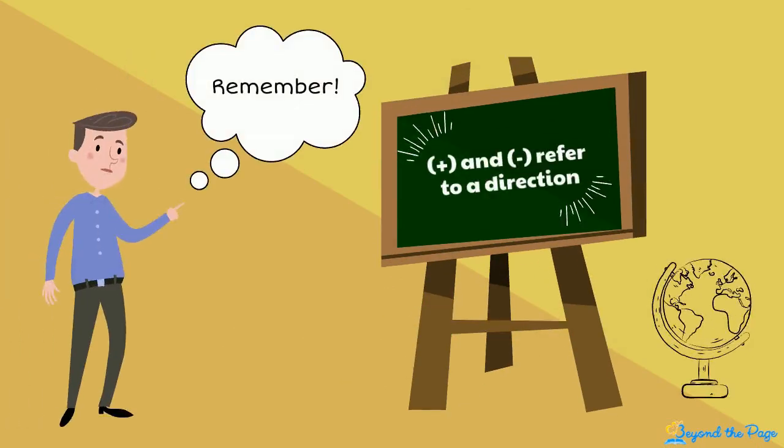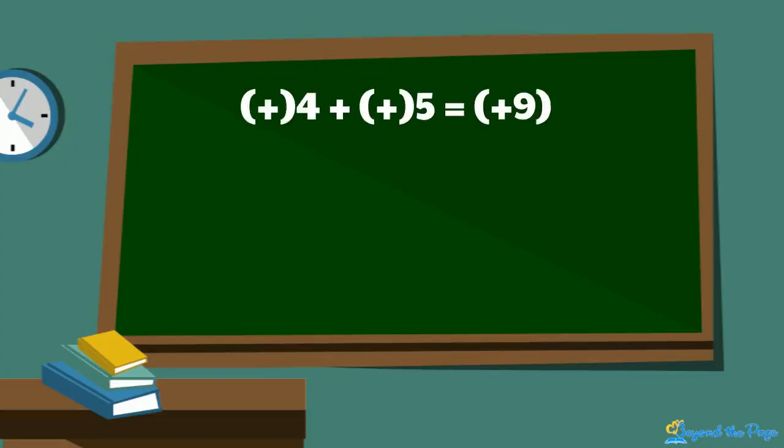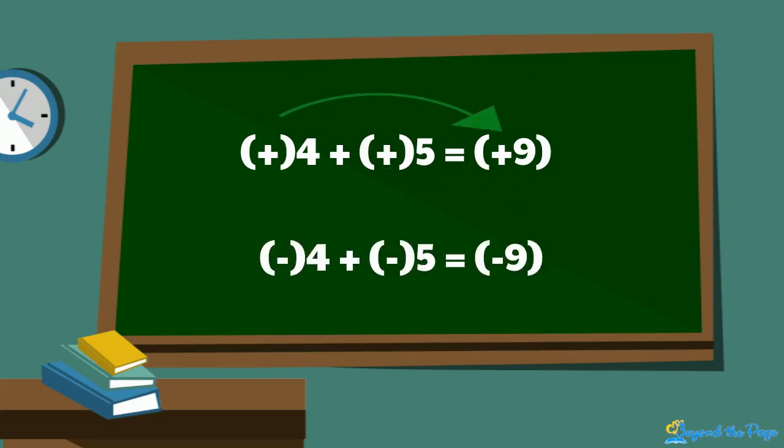Remember that positive and negative signs indicate directions. In these two examples, both numbers were moving in the same direction, so they combined and used the sign of their direction, meaning positive or negative.